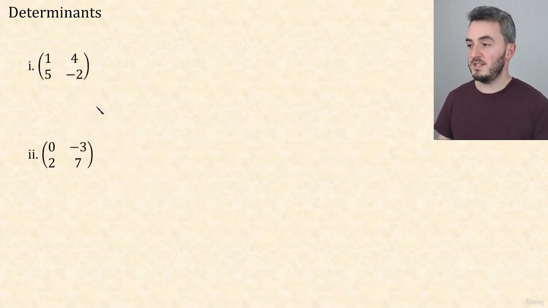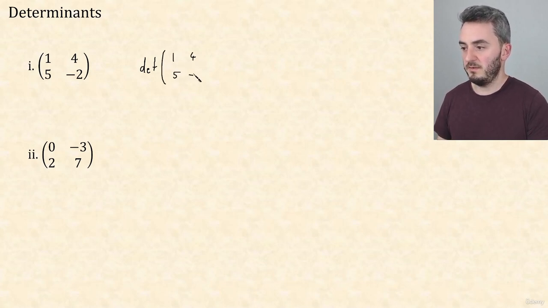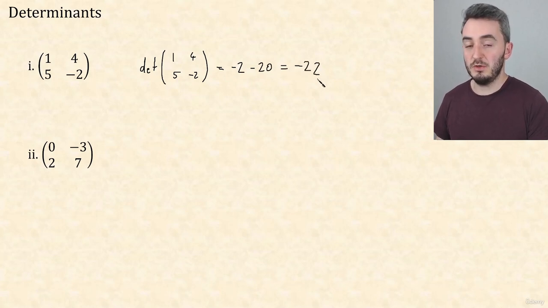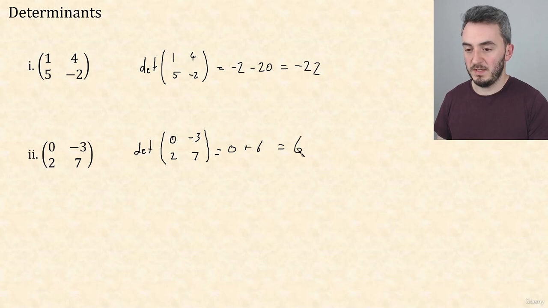Okay, time for a bit of practice. If you think you got it, have a go at these. So the determinant of this one here, 1, 4, 5, minus 2, is 1 times minus 2, which is minus 2, minus 4 times 5, which is minus 20, and it's minus 22 for that one. For this one here, the determinant of 0, minus 3, 2, 7 is 0 times 7 minus minus 3 times 2, so that's plus 6, and the determinant of that one is 6.